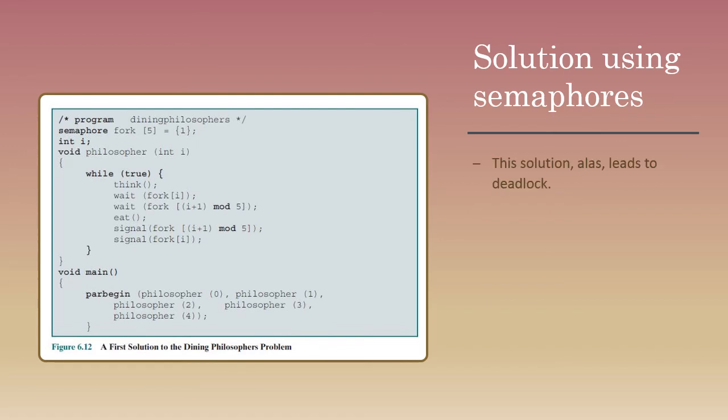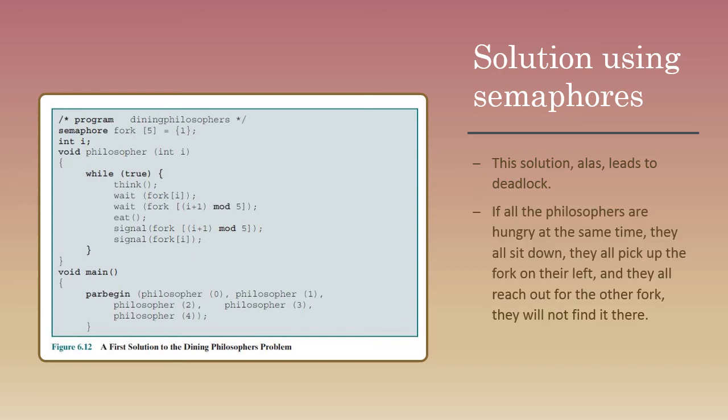This solution, alas, leads to deadlock. If all the philosophers are hungry at the same time, they all sit down, they all pick up the fork on their left, and they all reach out for the other fork, they will not find it there. In this undignified position, all philosophers starve. Each philosopher will not leave the fork he already has, and he will not eat because he does not have the other fork. So each philosopher will be blocked, waiting for the other philosopher.